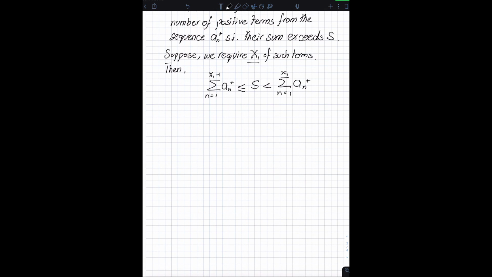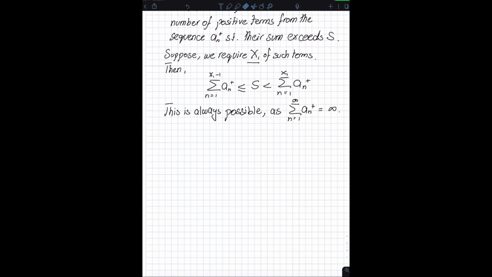And of course, I should recognize that this is always possible to do, no matter how large s is. So this is always possible. And why is it possible? As the summation from n equals 1 to infinity of the positive terms is infinity. So no matter how large s is, I can always do this, because by assumption, the summation from n equals 1 to infinity of a of n plus is infinity. Okay. So that's the first iteration.